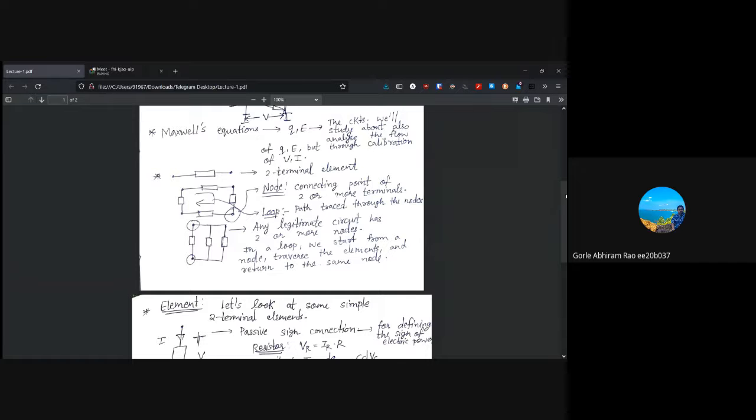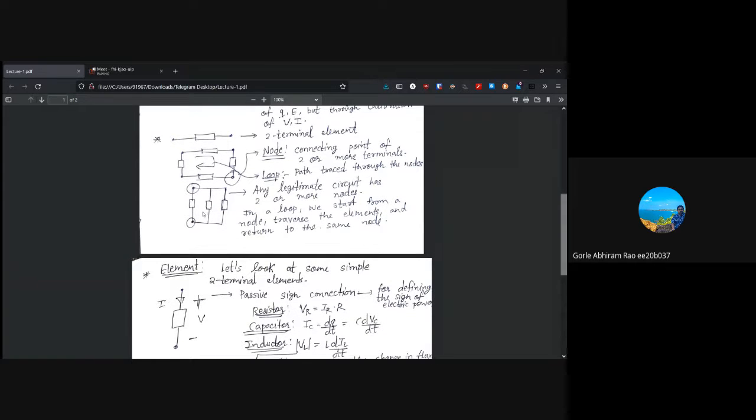And any legitimate circuit, for example, in this example, I have three circuit elements which are connected in parallel. So any legitimate circuit has at least two nodes. Like in this case, this is the minimum number of nodes a circuit can have. So any circuit that we can make sense of has two or more nodes.